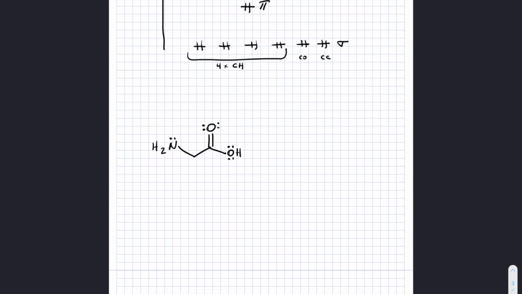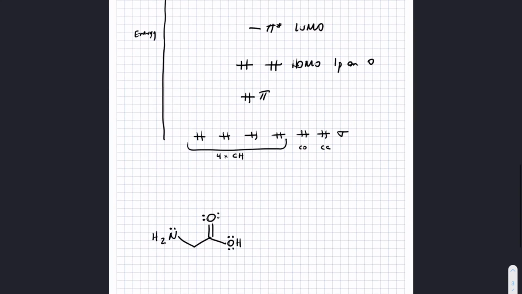All right. So look for lone pairs. If there's no lone pairs, look for pi bonds. If there's no pi bonds and no lone pairs, the molecule is probably kind of boring.